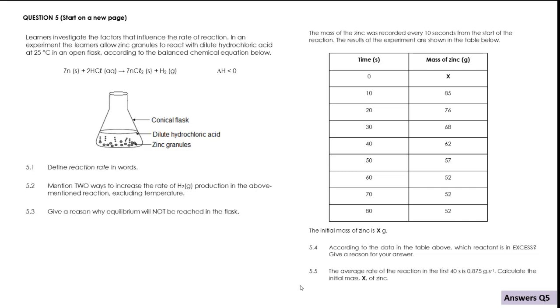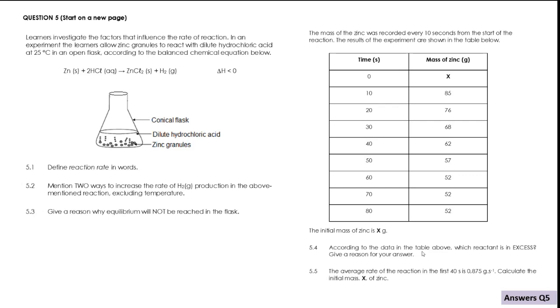Now, there we go. Question 5.4. The mass of the zinc was recorded every 10 seconds from the start of the reaction. The results of the experiment are shown below. Now notice the time. We've got 0, 10, 20, 30, 40, right up to 80. Then the mass of zinc, we've got this X here, and we've got 85, 76, 68, 62, 57, 52, 52, another 52. They say the initial mass of zinc is X grams. So that X stands for a certain number, like these numbers here. Question: according to the data in the table above, which reactant is in excess? Give a reason for your answer.